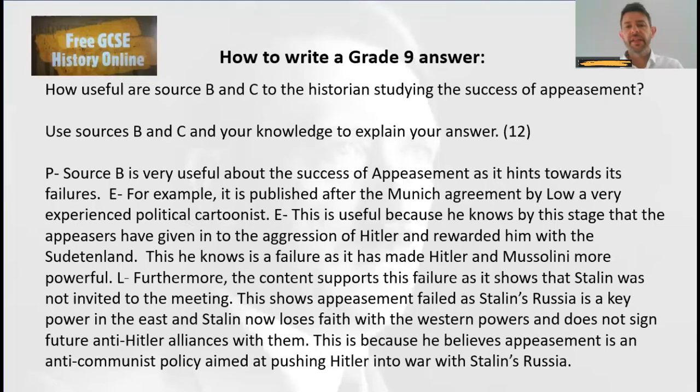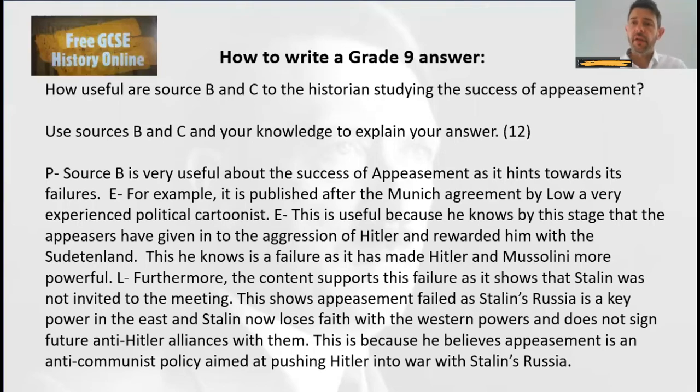Right, so here is an example answer. Source B is very useful about the success of appeasement as it hints towards its failures. So I've given a reason. I think it's a failure, appeasement. For example, it's published after the Munich Agreement by Low, a very experienced political cartoonist. This is useful because he knows by this stage that the appeasers have given in to the aggression of Hitler and rewarded him with his state and land. This, he knows, is a failure as it made Hitler and Mussolini more powerful.